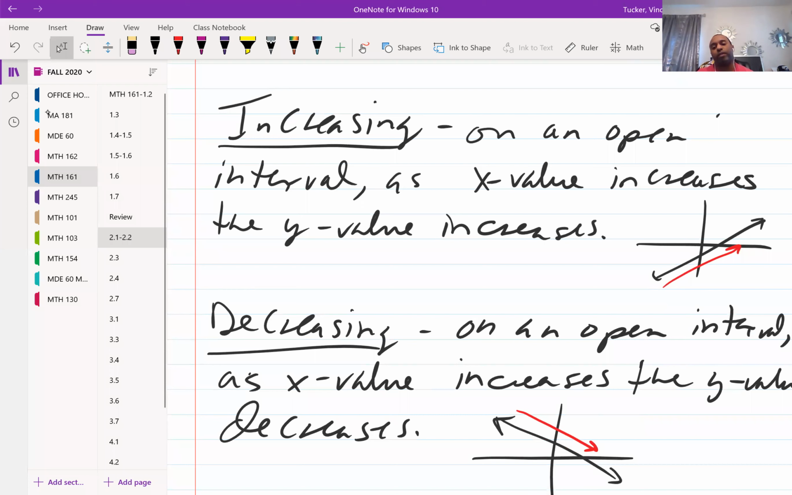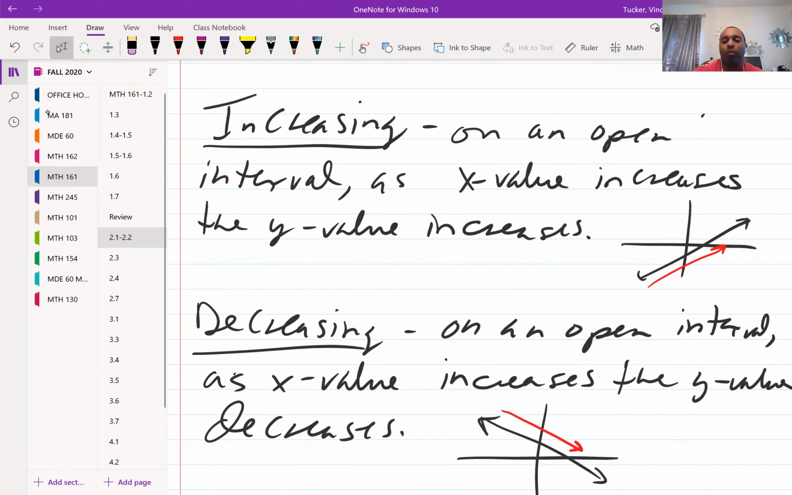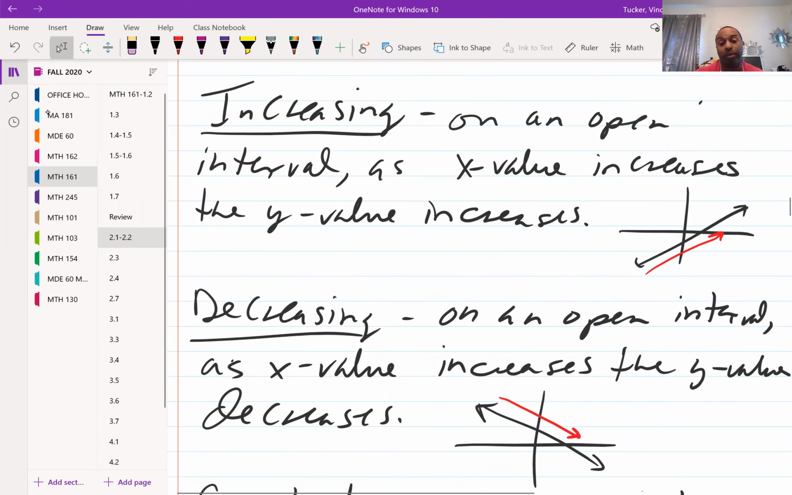Decreasing, once again, you're reading from left to right. But as x increases, your y decreases. So you'll be going down as you read it from left to right.